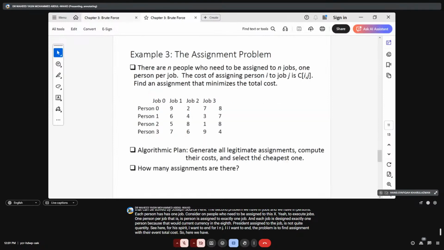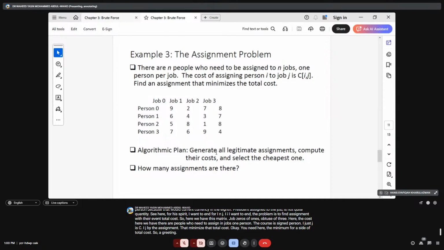So here we have this matrix: job 0, job 1, job 2, job 3. Here we have people who need to be assigned to jobs, one person per job. The cost of assigning person i to job j is Cij. Find an assignment that minimizes the total cost. We need the minimum total cost.